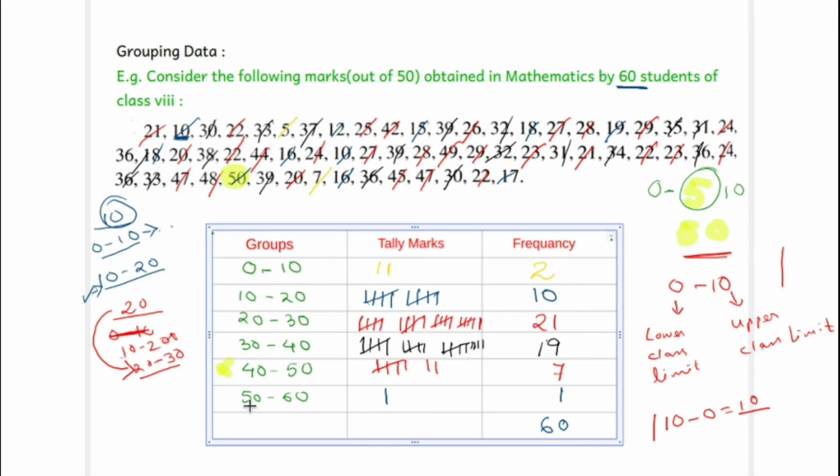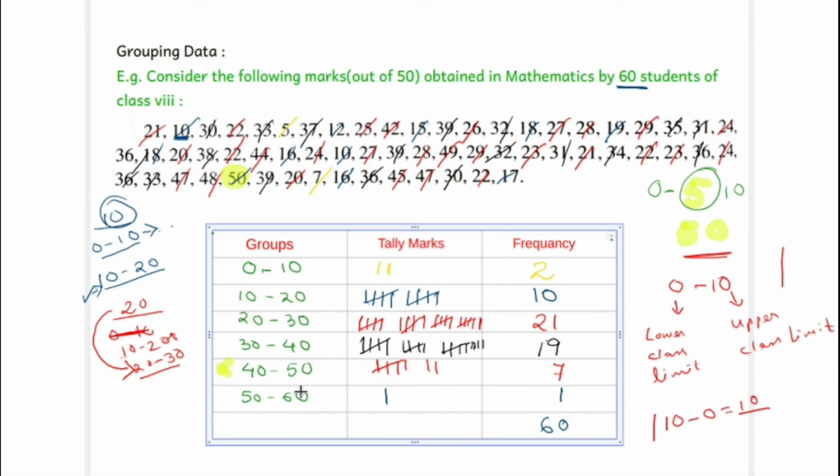See, the difference is 10 in all the class intervals. So 0 to 10, here the difference is 10, and 10 to 20, if we subtract 10 from 20, we will get 10. So here the class width is 10. So in the groups always the size of the class will be the same. Okay.